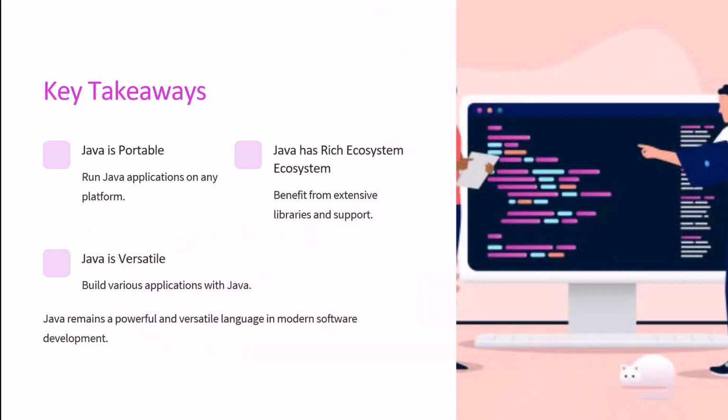Key takeaways: we say that Java is portable. You can run Java applications on any platform with the help of the JVM. We also say that Java has a rich ecosystem, so you are able to benefit from extensive libraries and support when you are stuck on certain challenges. You should be able to reach out for help, and there's a huge ecosystem to help you out. We're also saying that Java is versatile. Mobile apps, web applications, embedded systems, enterprise systems, you can use Java to build all those applications. So it remains a powerful and versatile language in modern software development.